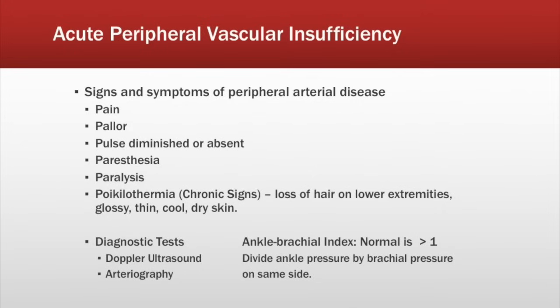Some of the diagnostic tests in peripheral vascular insufficiency include Doppler ultrasound or arteriography. The ultrasound will just measure for flow or blockage. The arteriography is used with contrast, and you can measure how much flow does get through and what vessels it gets into. I believe there's one question on the ankle brachial index. Just know for the test that normal is greater than 1. To get this, you divide the ankle pressure by the brachial pressure, and make sure you're doing that on the same side. So if it's on the right leg, you need to do the right arm. Once you divide those numbers, if it's greater than 1, you're good to go. If it's not greater than 1, then you've got some flow insufficiency.